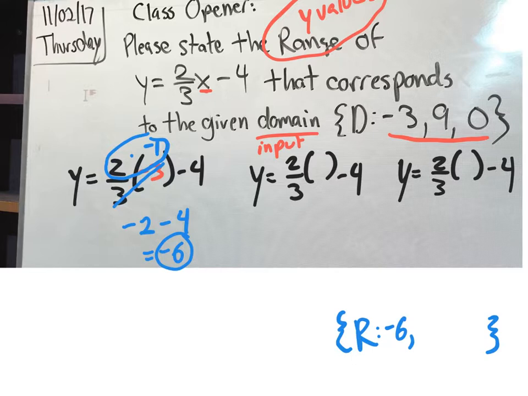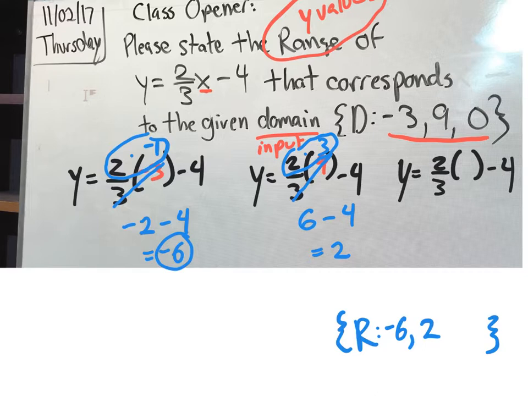The next one, we're plugging in the 9 right in here. So let's plug in 9. And of course, 9 divided by 3 is 3. So I really have 2 times 3. And 2 times 3 is 6. Minus 4, final answer is 2. And that was the second output, so we're going to put that as the second range value.